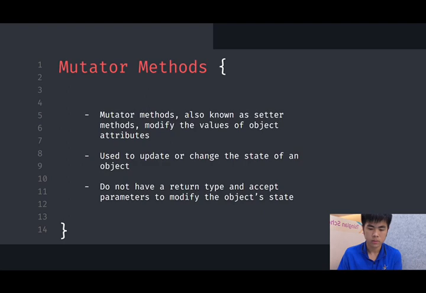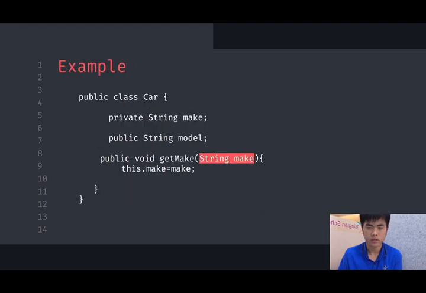Here are some examples of how to write a set method for an instance variable. Using the same car class as before, we can modify the getMake method. Here, we have turned the method into a void type, meaning it doesn't return a value. At the same time, the code between the curly brackets changes the initial value of make to the string between the other bracket, as highlighted in red.